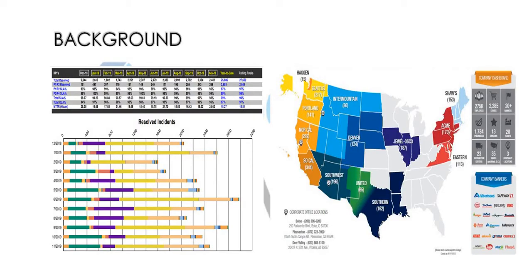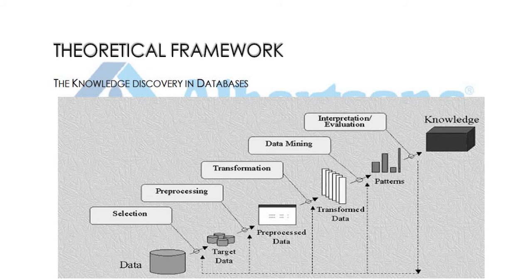Just to give you a background of Albertsons Safeway Company, it's a retail company that has 5,000 stores across the U.S. Theoretical framework. The researcher used the knowledge discovery in databases as the backbone of the study and the heart of the system.